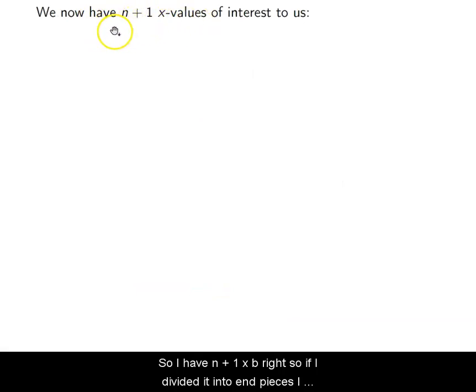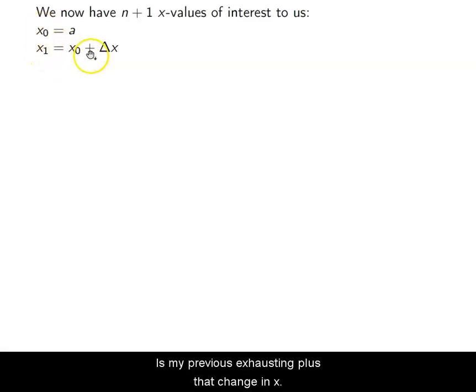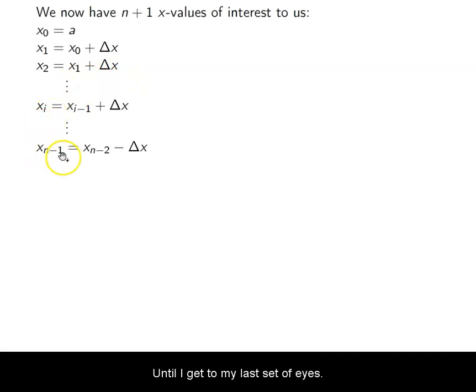So if I divide it into n pieces, I have 1 more x value than the number of pieces I divided it into. So I have x naught, right? My first x value, which is my starting value of a, the first part of my interval. And then my next x value is my previous x value plus that change in x, okay? My next x value is my previous x value plus the change in x, and so forth until I get to my last set of values. Okay, so I have n, so from a to b.